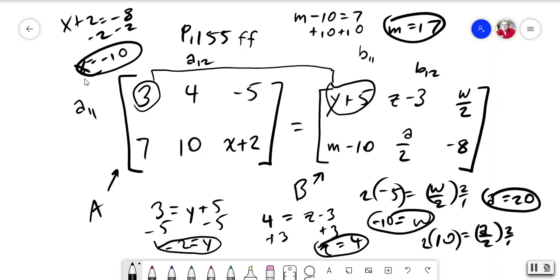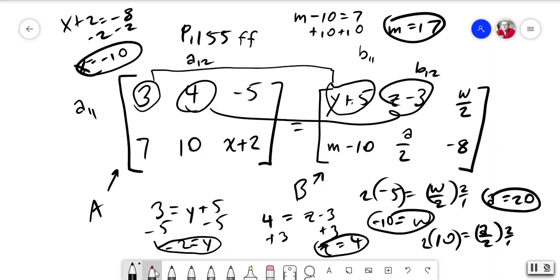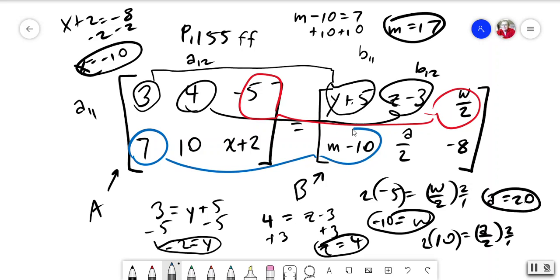So really, solving these out, like 3 equals y plus 5, that's pre-algebra. It's very simple stuff. The only thing is you have to figure out which positions match, like this position to that position, this position to that position, and so forth. All you have to do is match the corresponding positions in each matrix, and then you solve for the variables. Easy as that.